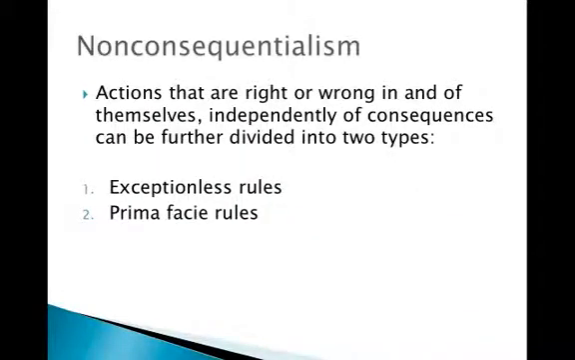Okay, so we're going to look at two variants of non-consequentialism today. Briefly, actions that are right or wrong in and of themselves, independently of consequences, are divided into two types. One is theories that admit exceptionless rules, and the second is what's called prima facie rules. I'm just going to pronounce it facie, and I know Latin. I'll explain what each of those means in turn. Actually, we're going to start with number two, prima facie rules.